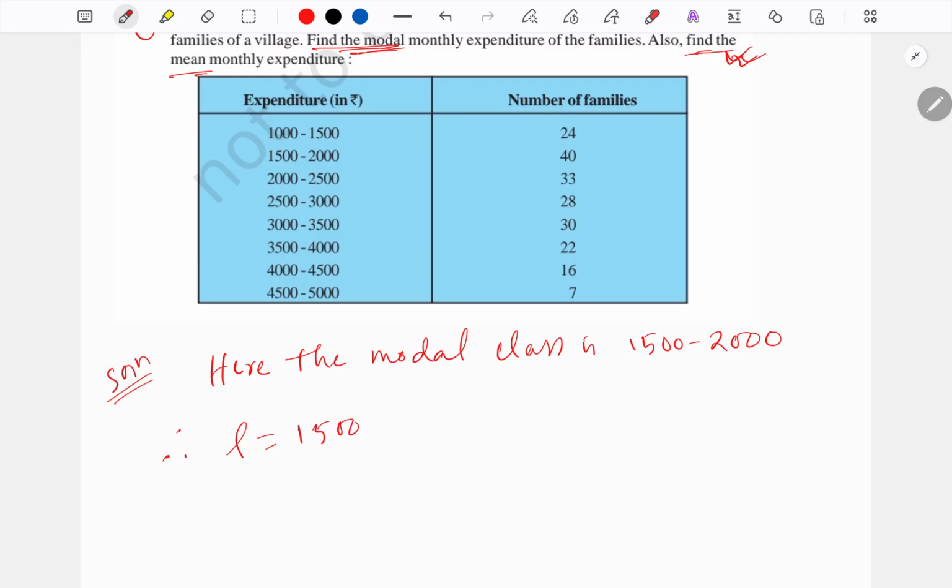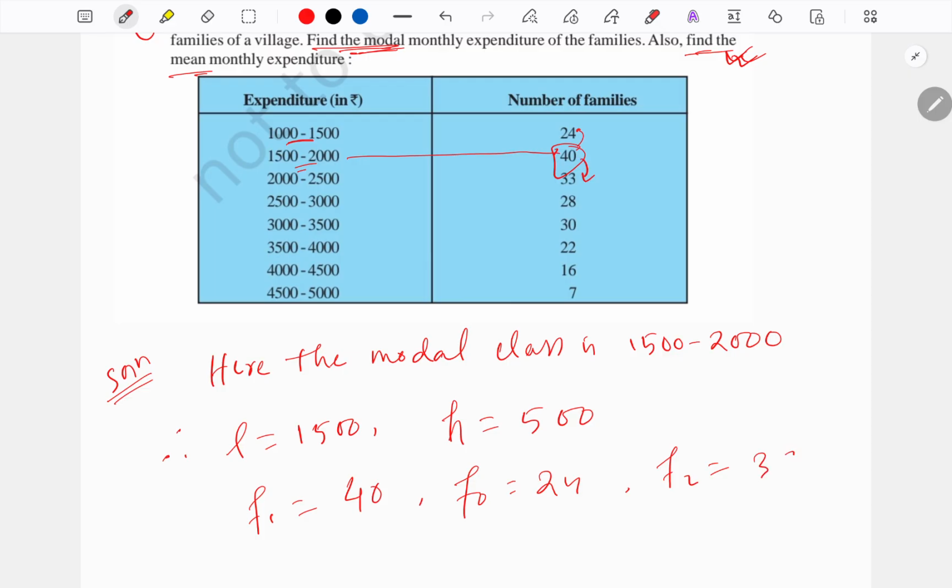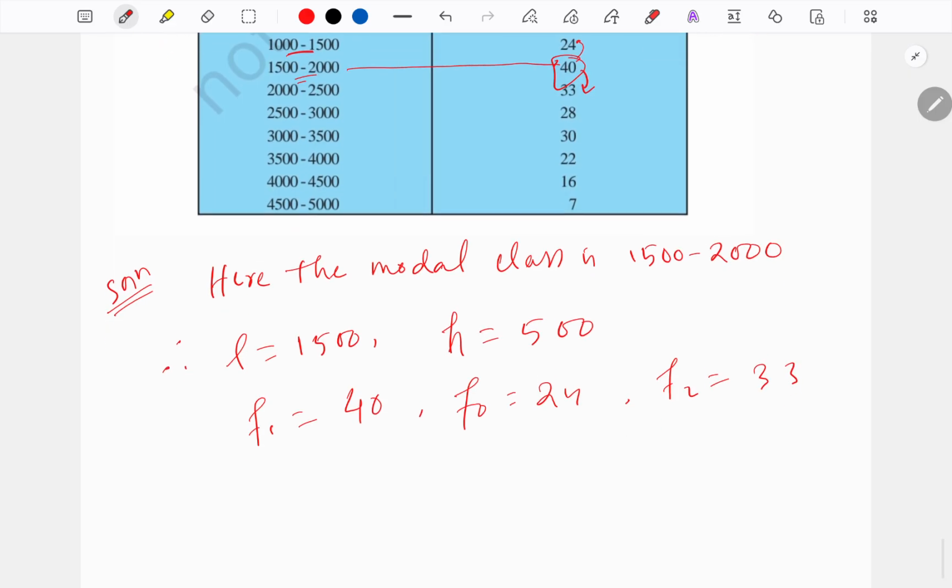Therefore L is the lower limit of model class. L is 1500. H means step size. How much? See, step size is 500. Now f1 is the frequency of model class. Which one? This 40. This is f1. f0, the frequency before this one, is how much? 24. And f2, the frequency after this 40, is how much? 33. So now our question is solved.